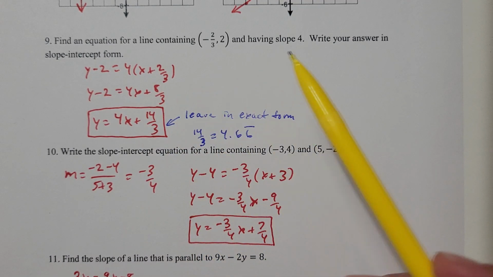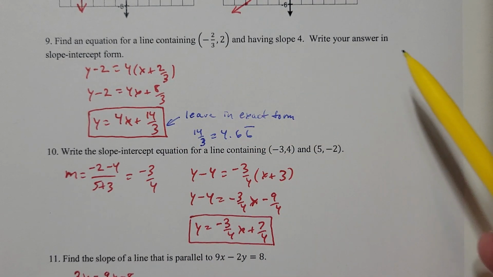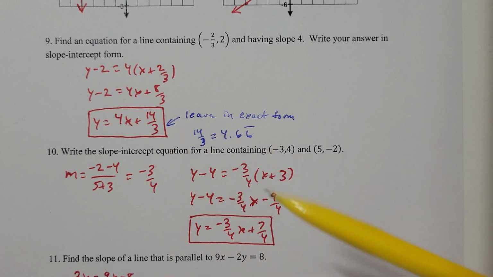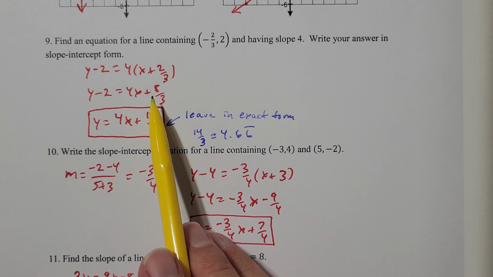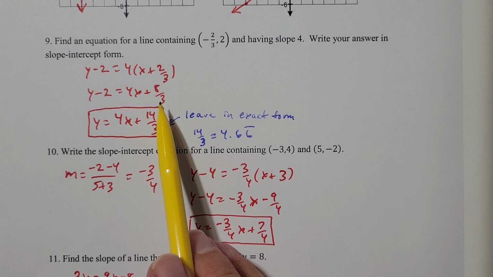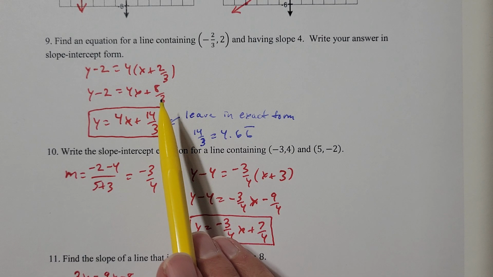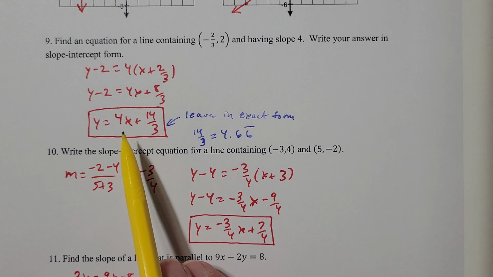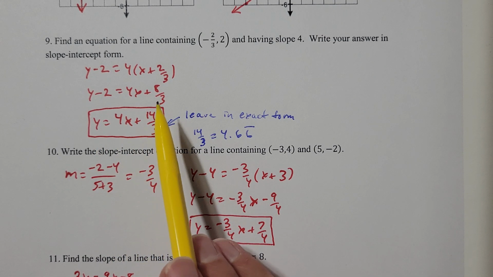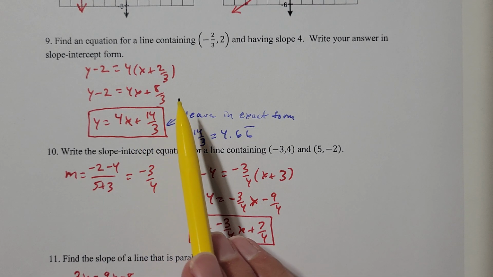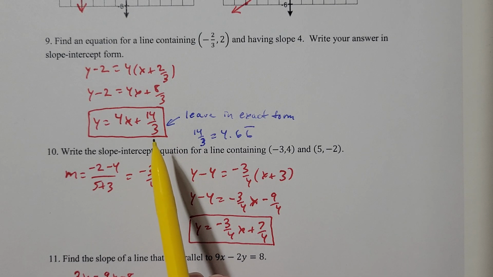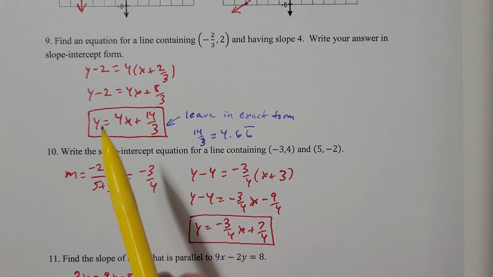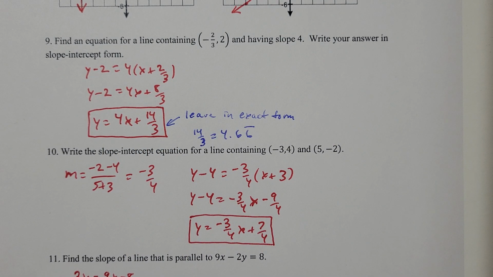Then I have to get this into slope-intercept form, so solve for y. Y minus 2 is equal to 4x plus 8/3. And then when I add 2 to both sides, y is equal to 4x plus 8/3 plus 2. 2 is the same as 6/3, right? So I've got 8/3 plus 6/3, that'd be 14/3. So my answer is going to be this line here, y equals 4x plus 14/3.